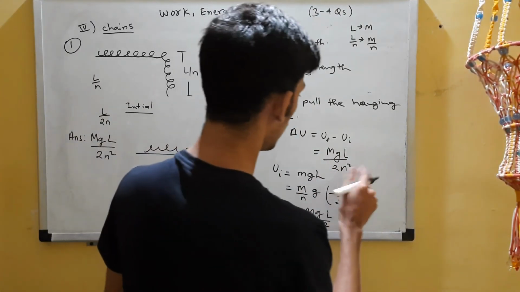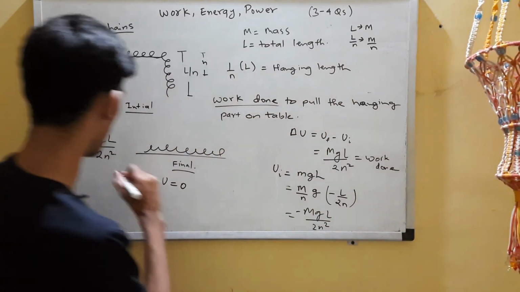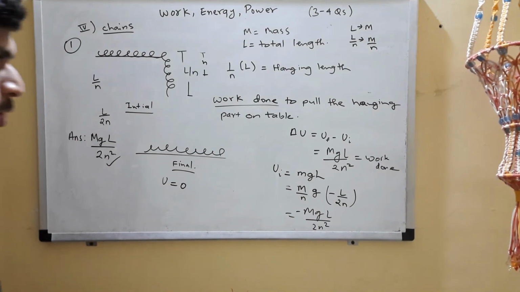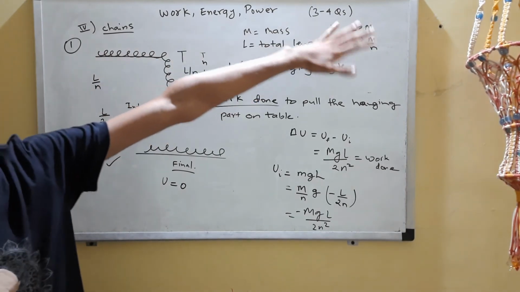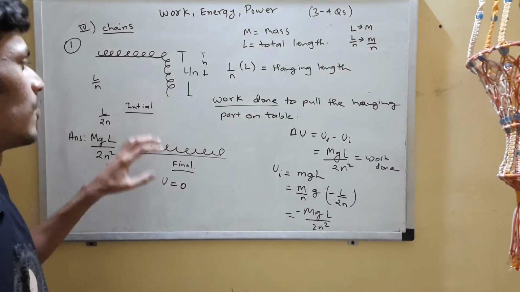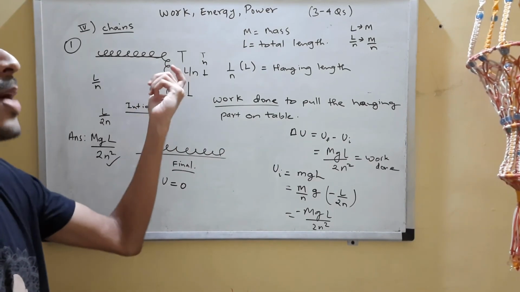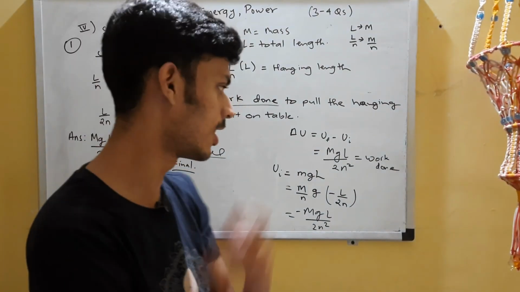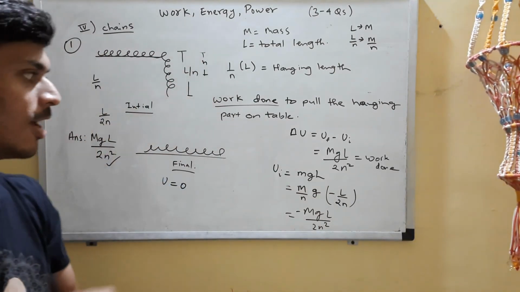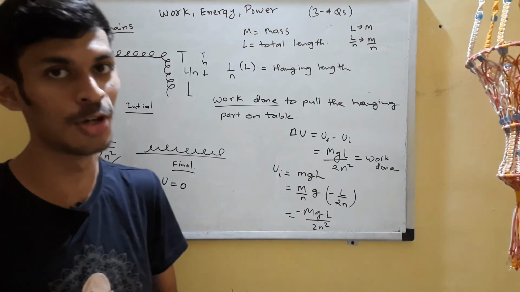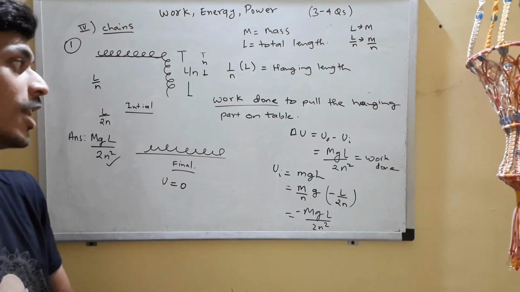And that is nothing but the work done. mgL by 2n squared. So this is how you do the chain problems. You just consider the mass of that spring using the linear relationship, and you just find the change in the potential energy in the two configurations, okay? And here you consider that the mass is concentrated at the center of mass. This works because your potential energy is linearly dependent on h. Otherwise for some other power it would not be. But anyways, it will work in this case because there is a linear relationship between the two.